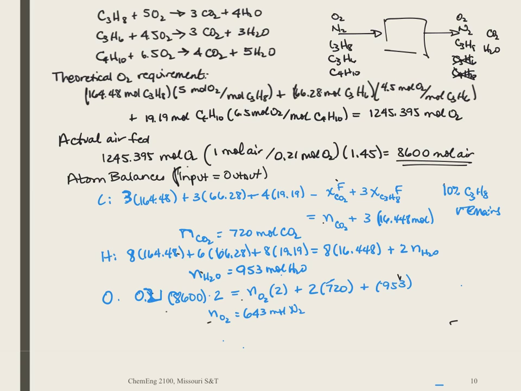Now, don't forget the nitrogen. This is the one that people tend to forget about. Nitrogen comes in and it leaves. So the amount that came in initially is going to be the amount that leaves. So 0.79 times 8600 is N of nitrogen, and in this case it's 6794 moles of N2.